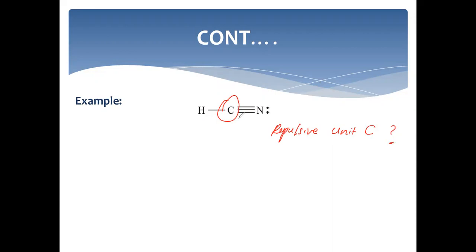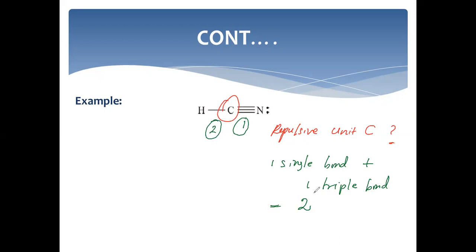Look at your carbon. The carbon has a triple bond on the right side and a single bond on the left side. Therefore, the VSEPR units are 1, 2. You can say the carbon has one single bond plus one triple bond, and you end up with a repulsive unit count of 2.